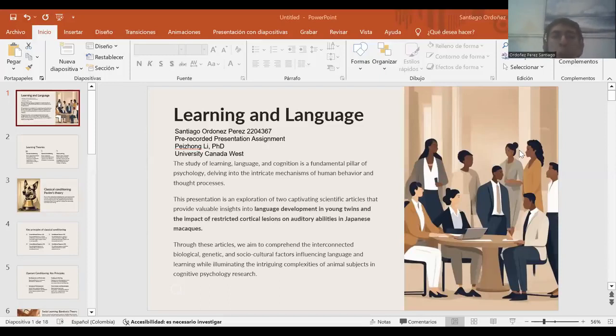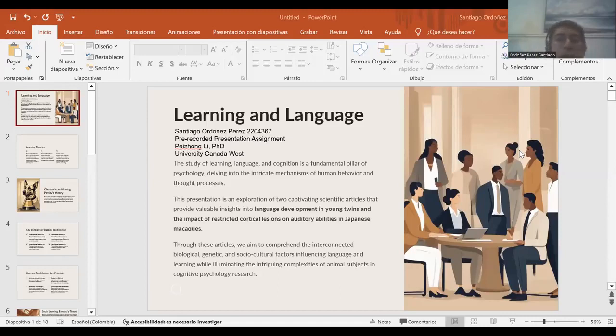And today, the topic that I'm going to cover is learning a language. This is for a PNC professor. Okay, let's start right away with this. So the study of learning, language, and cognition is a fundamental pillar of psychology. It's such an important topic.